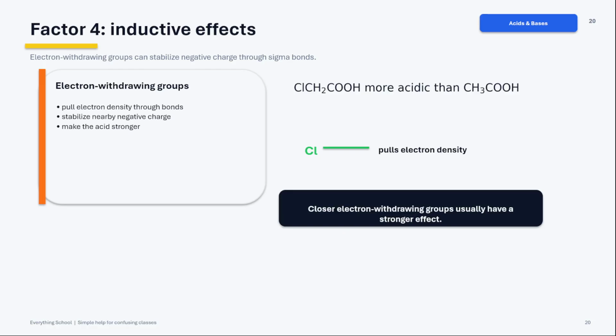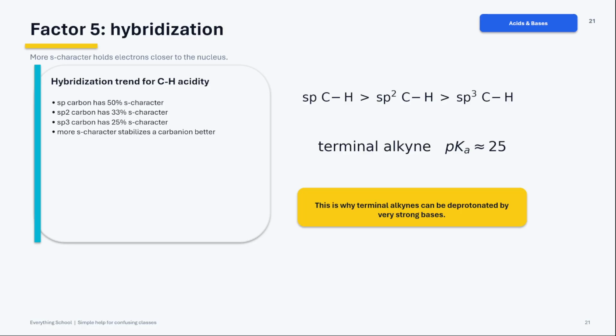It pulls electron density. The closer the electron withdrawing group is to the acidic area, the stronger the effect usually is. This matters when 2 acids look similar, but one has an electronegative atom nearby. That nearby electron withdrawing group can help stabilize the conjugate base, which makes the original acid stronger.